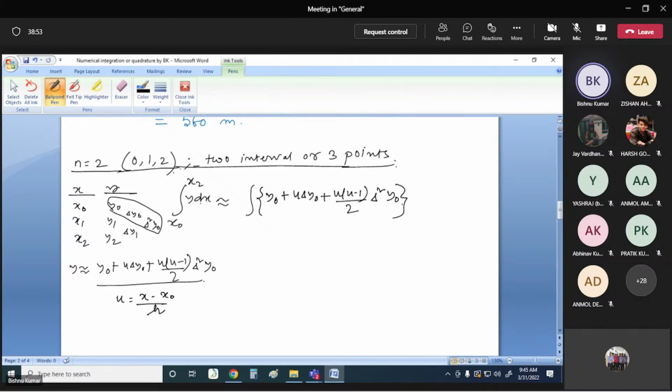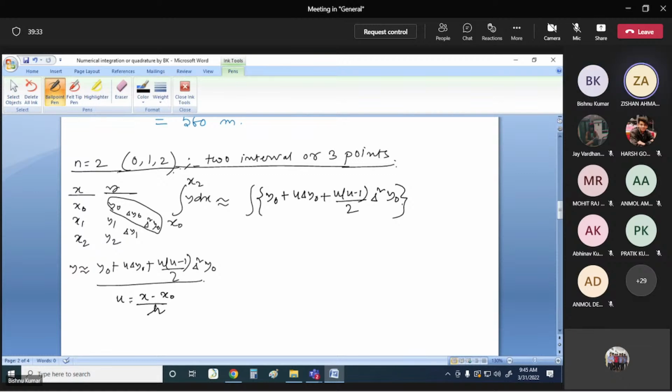And what is dx in terms of du? dx will be h du. That h I am considering outside the integral. Okay. And what is the lower limit of u? In terms of u, you have to write, because x is transformed by u. So what will be the lower limit in terms of u? At x0, what is u? 0. At x2, what is the limit of u? x2 minus x0 means 2h, isn't it?